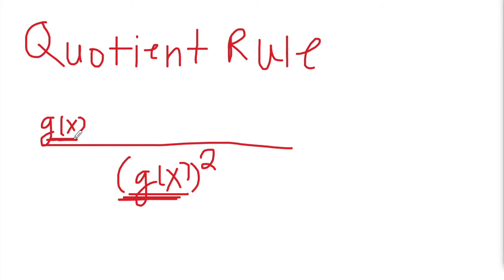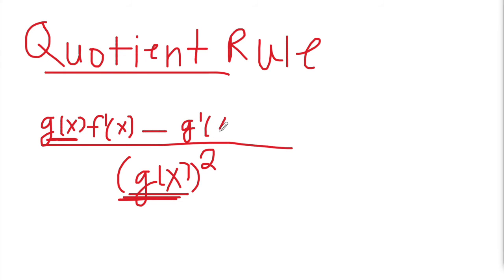Alright, so now, once we've done the g of x, we multiply it by f prime of x, which is basically the derivative of the top function. And then, since it's the quotient rule, we subtract. Then we take the derivative, g prime of x, of the bottom, the lower part, and multiply it by f of x, which is the top function. So that was the quotient rule in terms of g of x and f of x.